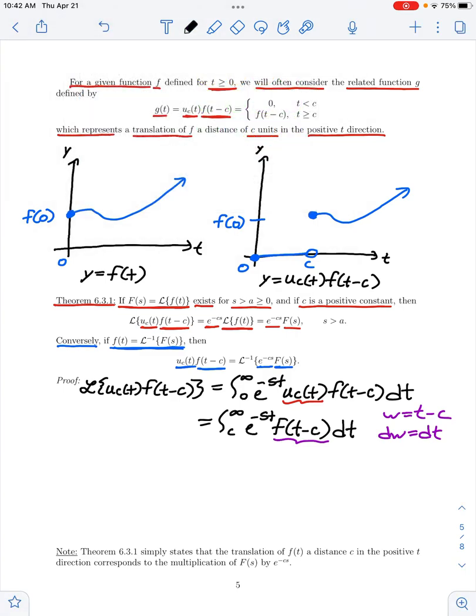And now let's rewrite this integral in terms of w. So let me start by changing my limits of integration from t values to w values. So for the lower limit, if t is equal to c, then w would be c minus c, or 0. And for the upper limit, as t becomes infinitely large, w, which is t minus c, would also become infinitely large. And I then have e to the negative s times t. So solving for t in terms of w, I have w plus c times f of w. And then on the end, dt is just the same as dw.